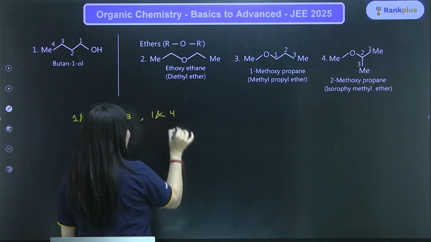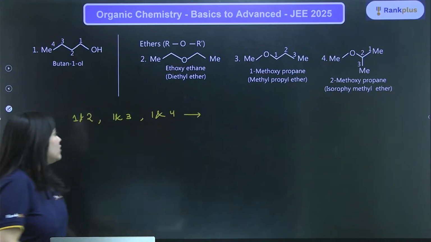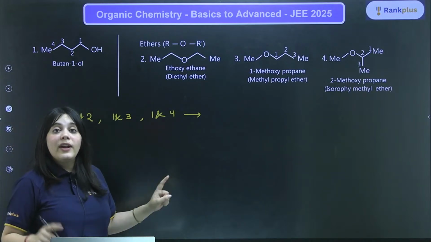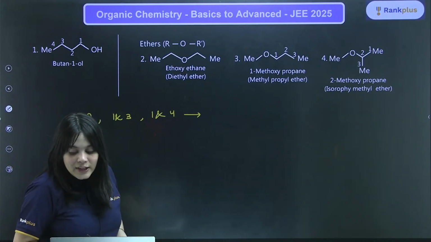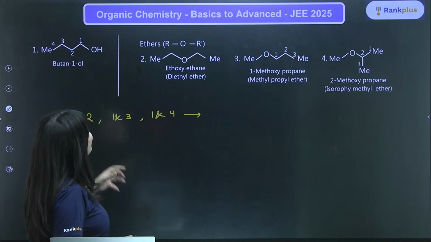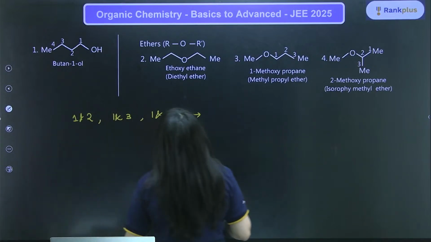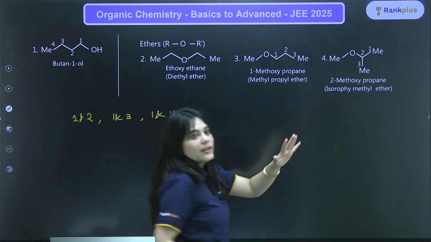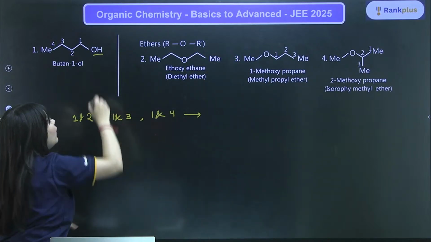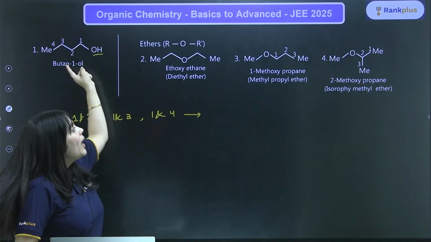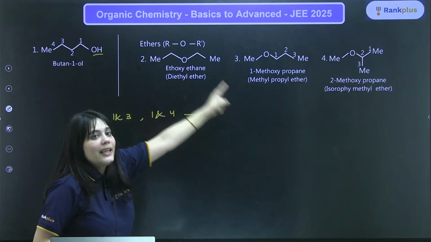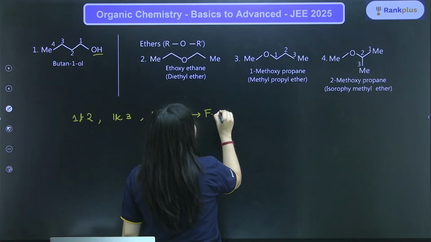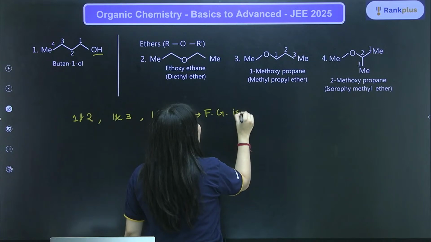1 and 3 and 1 and 4, right? So what kind of isomerism is shown between these molecules? Can anyone write in the chat box? "1 and 2 shows functional group isomerism." Absolutely beautiful answer. Actually, 1 and 2, 1 and 3, 1 and 4, all of these. Why? Because this is an alcohol and all of these are ethers. So all of them actually show functional group isomerism.